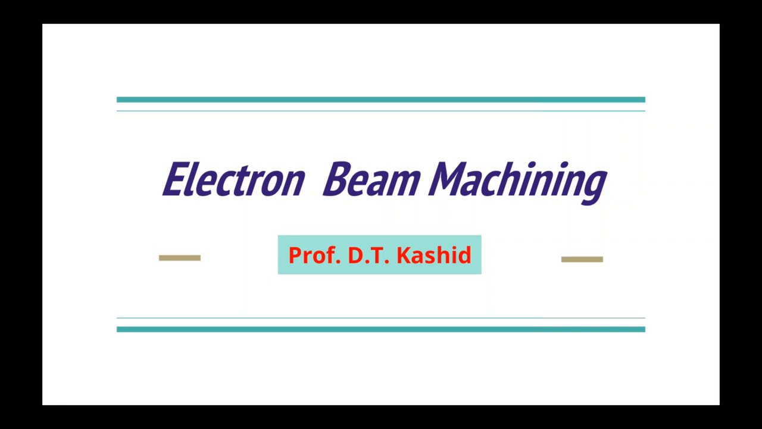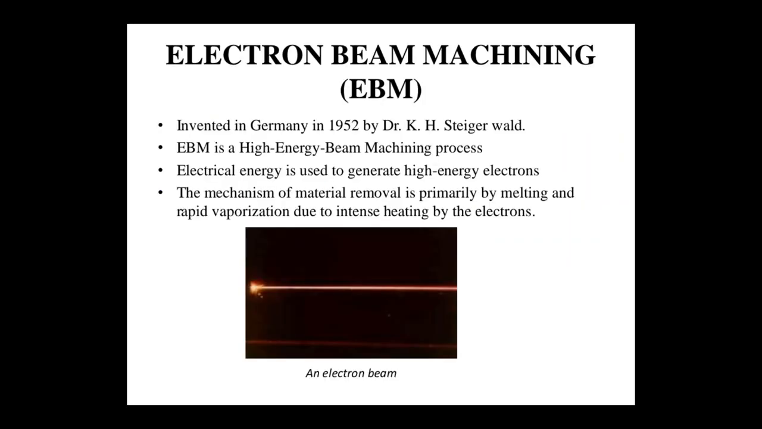Now I will discuss some history of electron beam machining. EBM was invented in Germany in 1952 by Dr. K. H. Steigerwald. EBM is a high energy beam machining process. Again, electric energy is used to generate high energy electrons. The mechanism of material removal is primarily melting and rapid vaporization due to intense heating by the electrons. I have shown the electron beams in the figure.